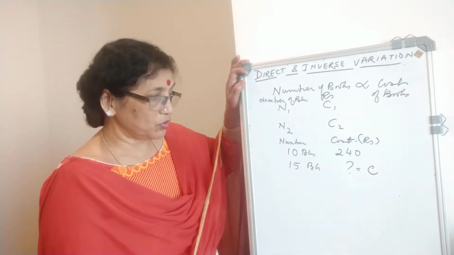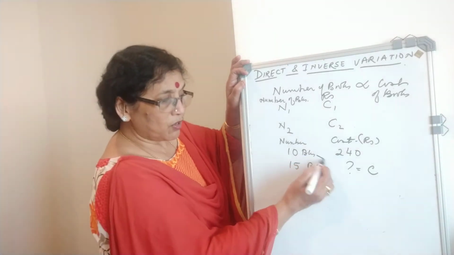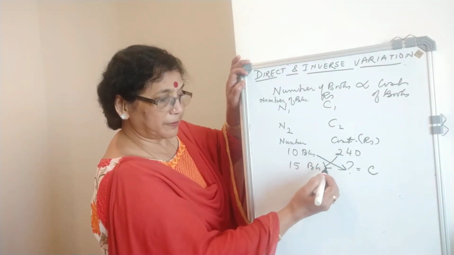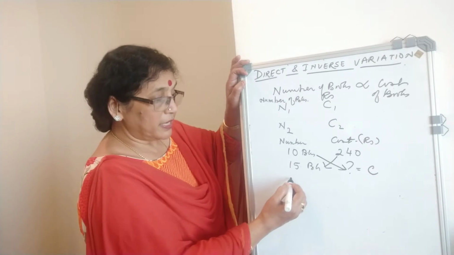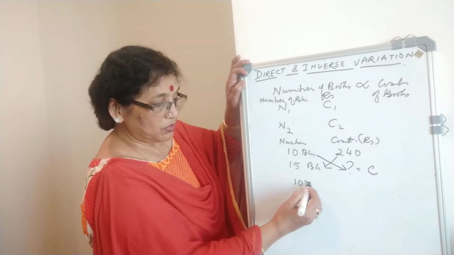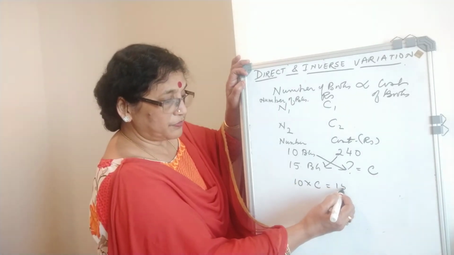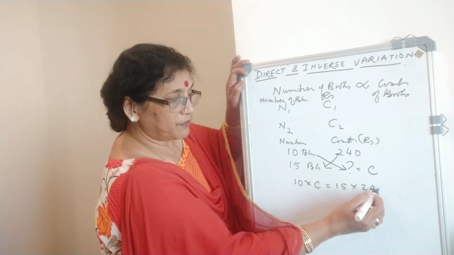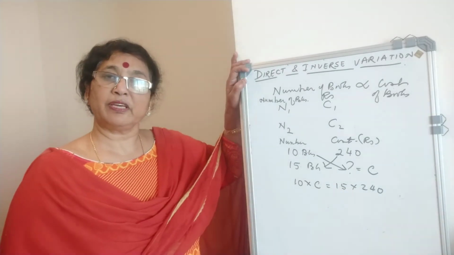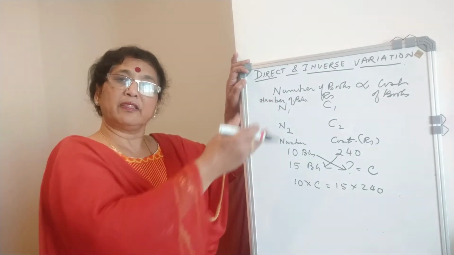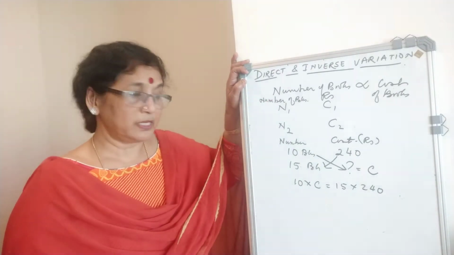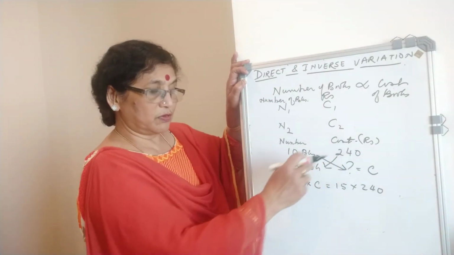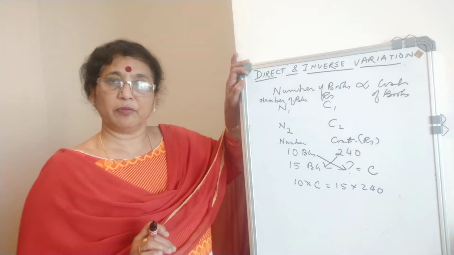Now you cross multiply and equate them, meaning it is 10 into the cost equals 15 into 240. So in direct variation, you multiply in a crisscross manner, right? This into this is equal to this into this, and then you know how to make the subject of the formula.